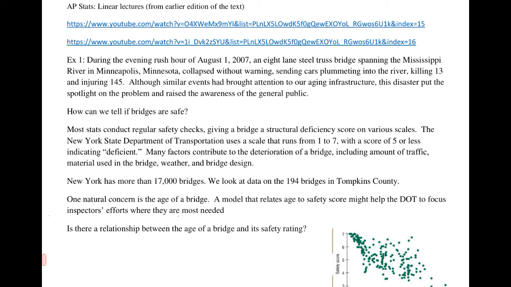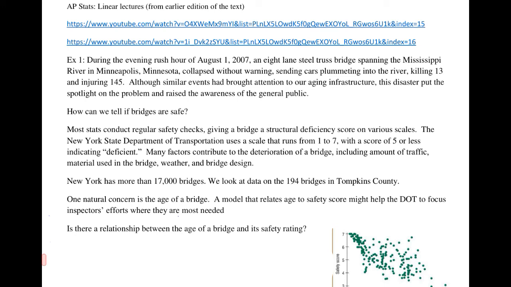Although similar events had brought attention to our aging infrastructure, this disaster put the spotlight on the problem and raised the awareness of the general public. How can we tell if bridges are safe? Most states conduct regular safety checks, giving a bridge a structural deficiency score on various scales. The New York State Department of Transportation uses a scale that runs from 1 to 7, with a score of 5 or less indicating deficient.